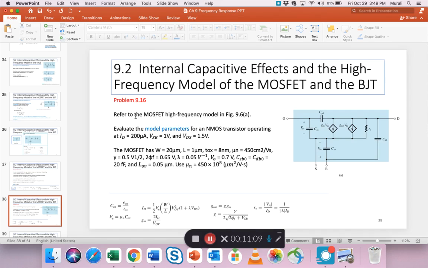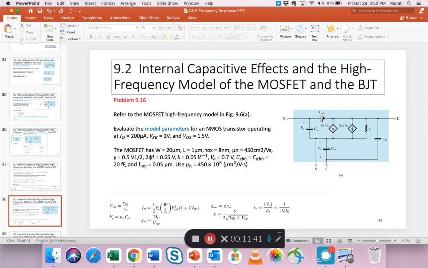So first we did an exercise for MOSFET. Now we are looking at a problem for MOSFET. It's the same thing, not too much different, I think. So refer to the MOSFET high frequency model shown here. Evaluate the model parameters for an NMOS transistor operating at ID is given, VSB is given, VDS is given, and a whole bunch of other things are given. When they say model parameters, all these items here have to be found.